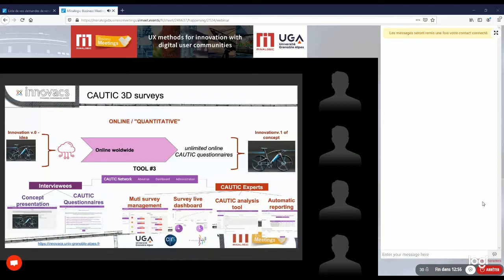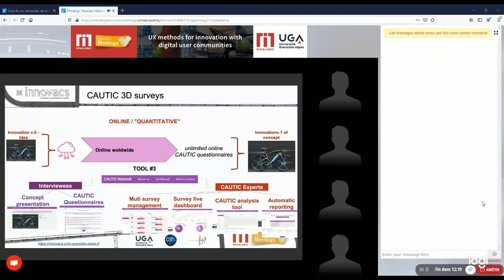And to end with, for the whole three-dimensional CAUTIC process, we have created a web application called the CAUTIC Network to manage these online inquiries. We use it also to collect and treat all the data we gather from the three-dimension CAUTIC.